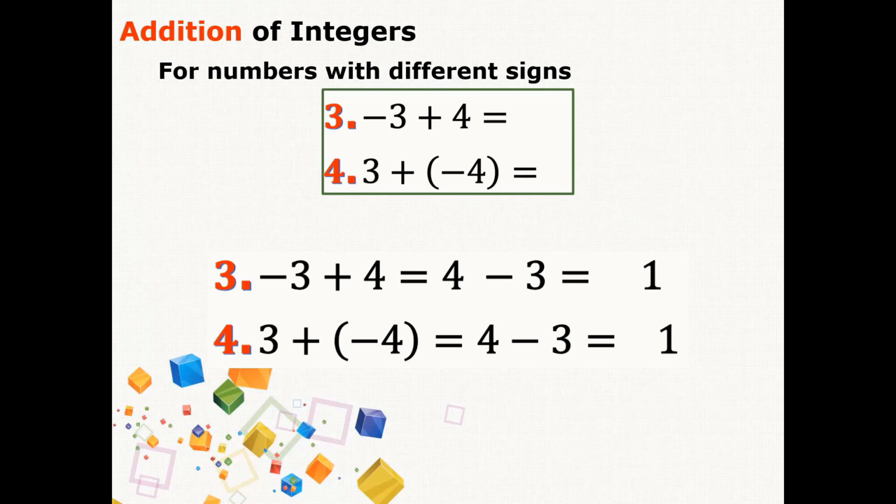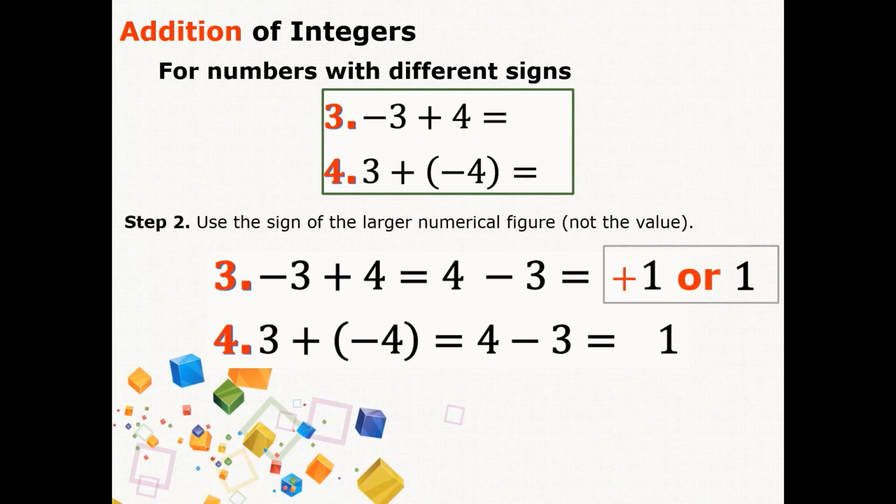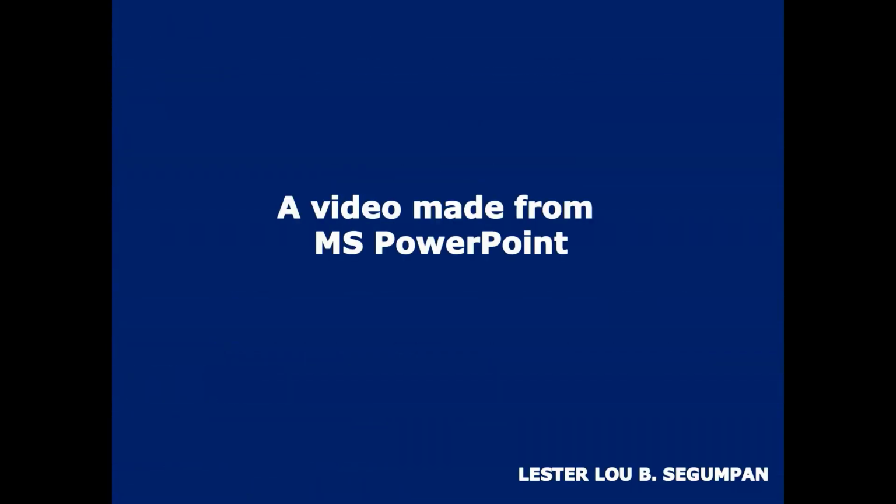And step 2 is to copy the sign of the larger numerical figure, not the value, figure. 4 is larger, so we copy the sign of 4. Number 3 is plus, number 4 is negative.